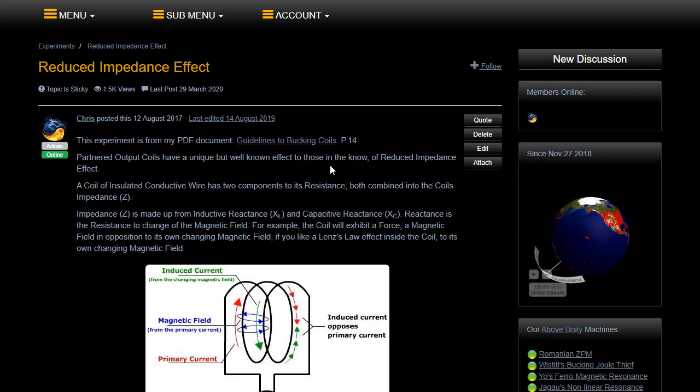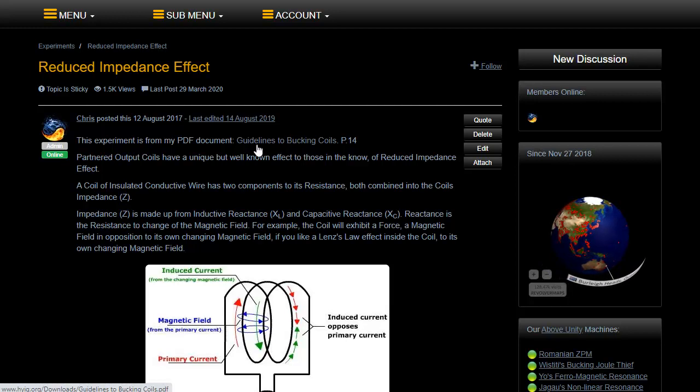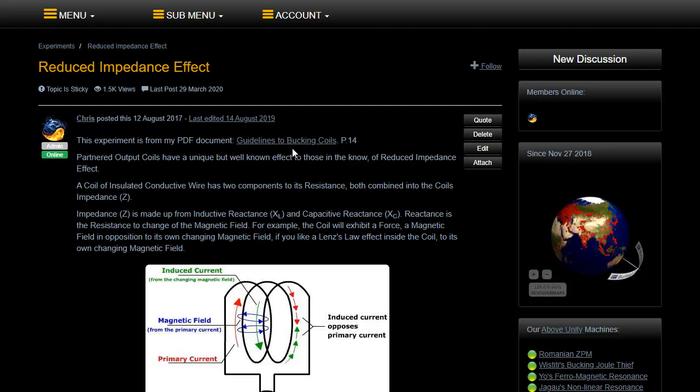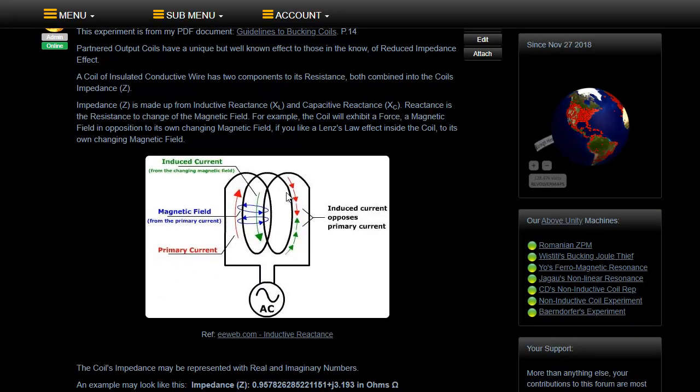So the earliest I documented this effect was in my guidelines to bucking coils, a very old document now. I can't even remember, maybe 6-7 years old or even more. Anyway, the reduced impedance effect is the same as back EMF in that the basic effects are the same, but the reduced impedance effect is caused by a different scenario.